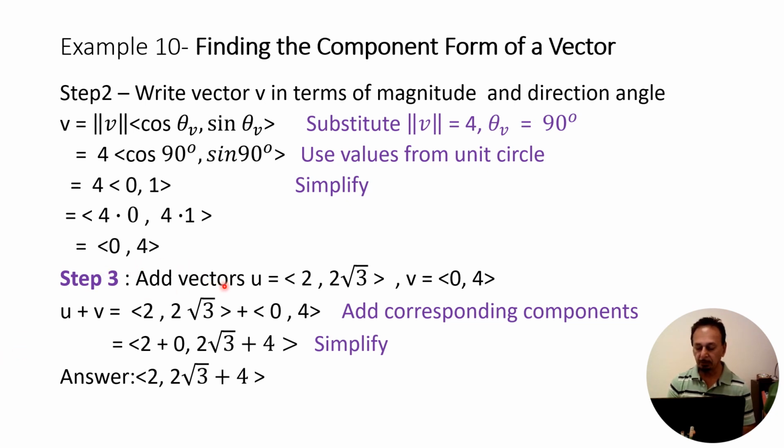Now we add the vectors u and v that we just found. So u plus v is equal to ⟨2, 2 square root of 3⟩ plus ⟨0, 4⟩. We add the first components, 2 and 0, and the second components, 2 times square root of 3 and 4. So 2 plus 0 is 2, and the second component stays 2 times square root of 3 plus 4. You don't need to use a calculator. So that's the answer.